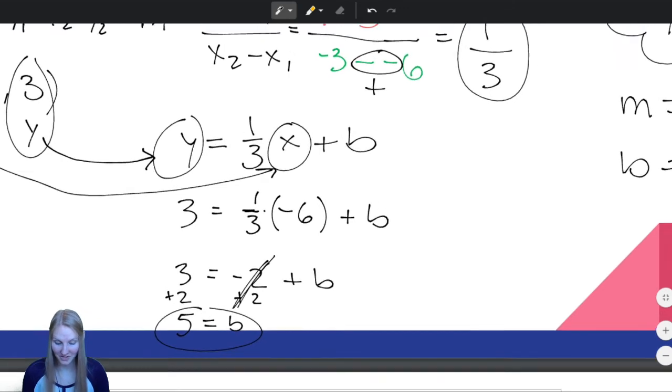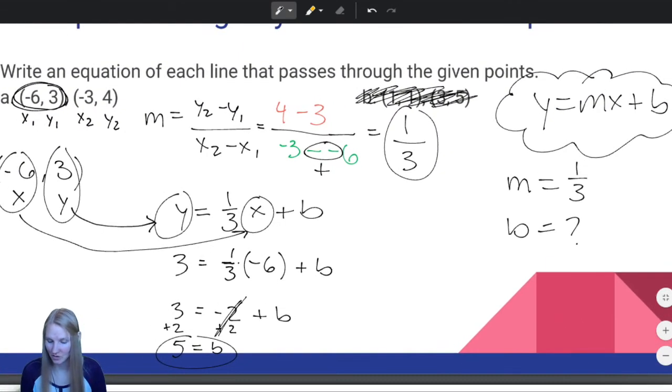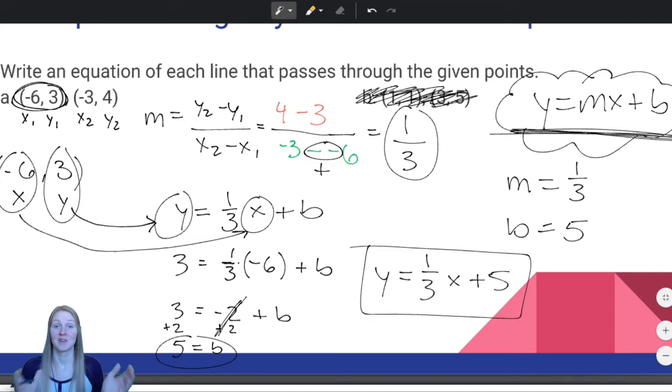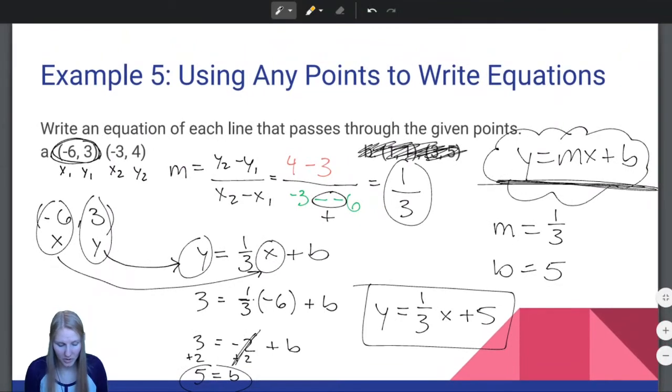Awesome. And I can go back to my y equals mx plus b. I know b is 5. And I can write y equals 1/3 x plus 5. And there you go. So the only new part to this example was plugging in x and y.